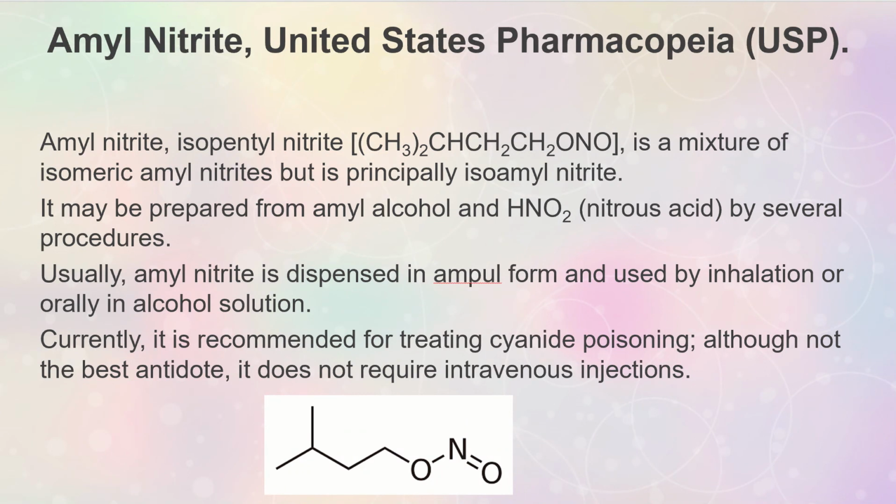All right, so the first drug that we're going to look at is amyl nitrite. And we already met the structure as seen here. It's a mixture of isomeric amyl nitrites, but is principally isoamyl nitrite. It may be prepared from amyl alcohol and nitrous acid by several procedures. Usually amyl nitrite is dispensed in an ampoule form, which is a small sealed glass capsule containing a liquid, and used by inhalation or orally in alcohol solution.